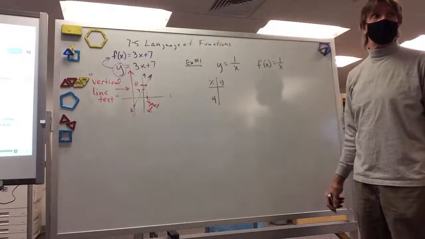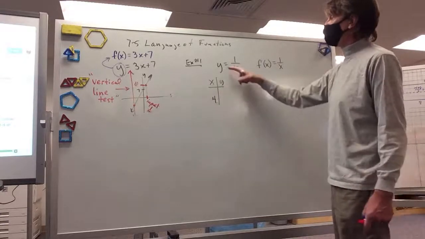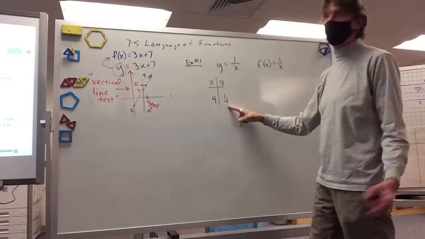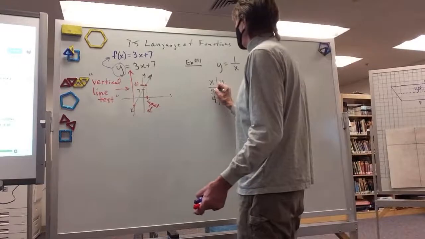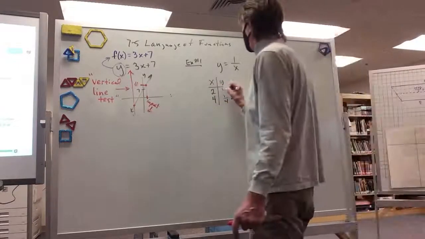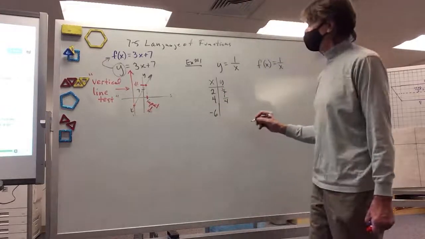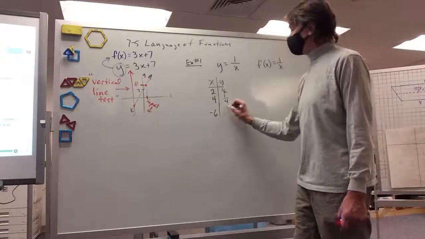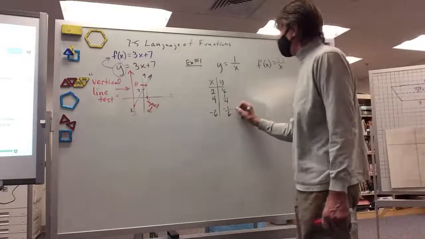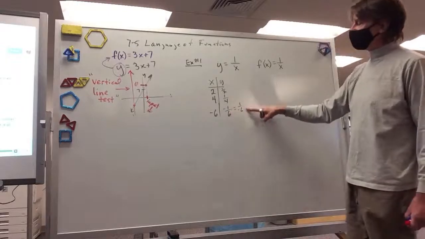You just put it in here. Just put a 4 in there. y is equal to 1 over 4. Yeah. So these are going to be the reciprocals. What if I put a 2 in here? What does y equal? Just a half. If I put a negative 6 in here? Negative 1 over 6. Yeah, remember that that's the same as 1 over negative 6. Negative divided by a positive is the same as a positive divided by a negative.